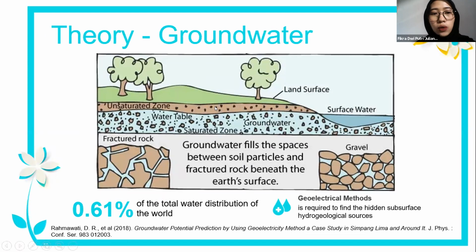Groundwater makes up only 0.61% of the total water distribution of the world. Groundwater is more plentiful than surface water. The role of geophysical methods in groundwater is to understand the hidden subsurface hydrogeological condition adequately and accurately. The geoelectrical method is required to find the hidden subsurface hydrogeological source. And this is groundwater, this is surface water, and this is the land surface.